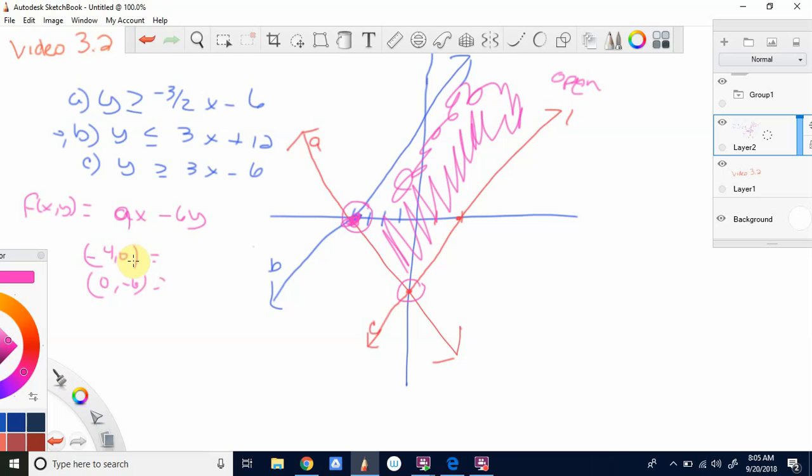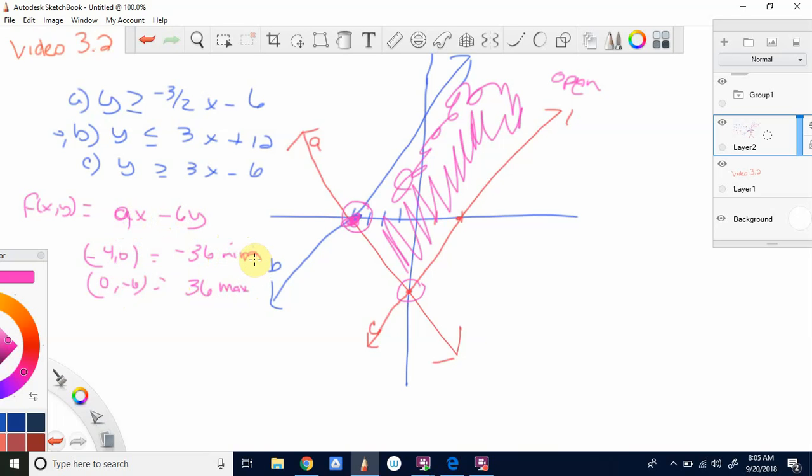When we put these into this function, we put negative 4 in for x and 0 for y. So 9 times negative 4 is negative 36. Put 0 in for x, we get negative 6 times negative 6, which is positive 36. So this is our maximum, and this, it looks like our minimum, but we only have 2 values, so how can we really say?